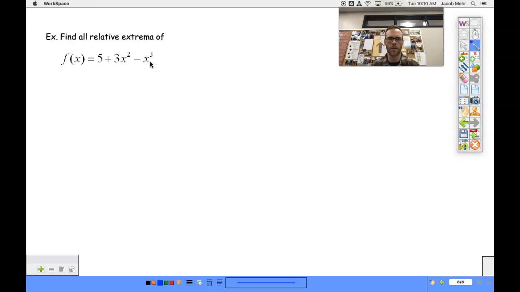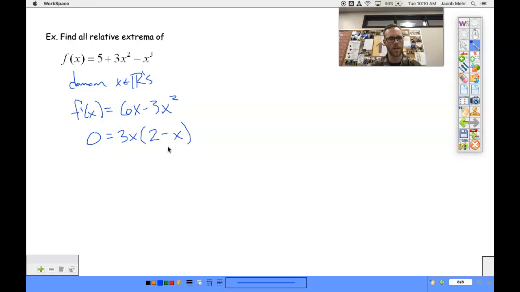So how do we find the extrema? First, we have to think about the domain. Domain, all real numbers, nothing to worry about there. Now we have to find the critical numbers. Where is the derivative equal to 0? So our derivative would be, the 5 is 0, that's 6x minus 3x squared. Let's set that equal to 0. I'm going to factor out a 3x. That's 2 minus x, right? Looks good. x equals 0 and x equals 2 are our critical numbers.